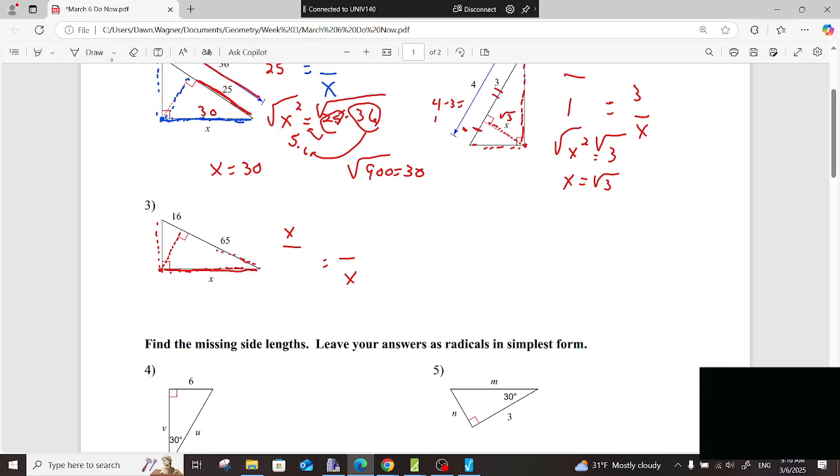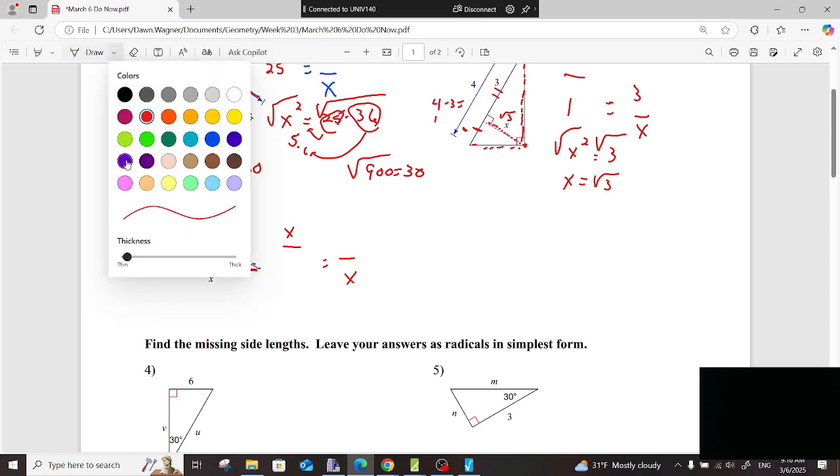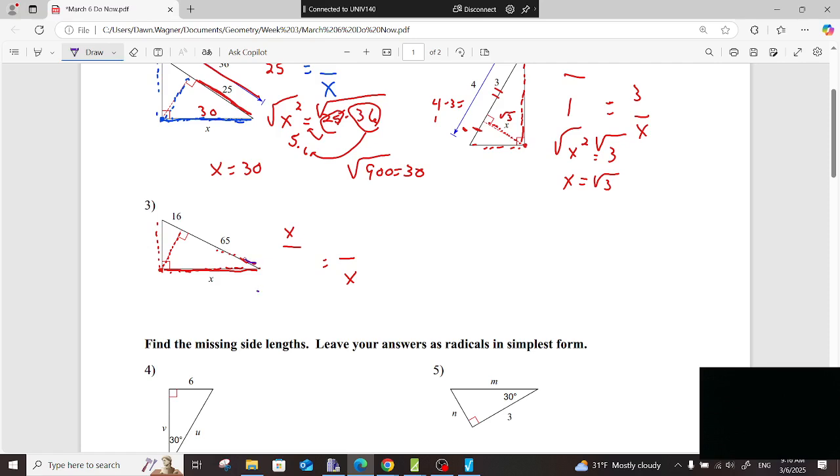Let me use a different color here. And then I have to use the whole hypotenuse because it was from the outside, but I'm not given the whole hypotenuse. How do I get the whole hypotenuse?